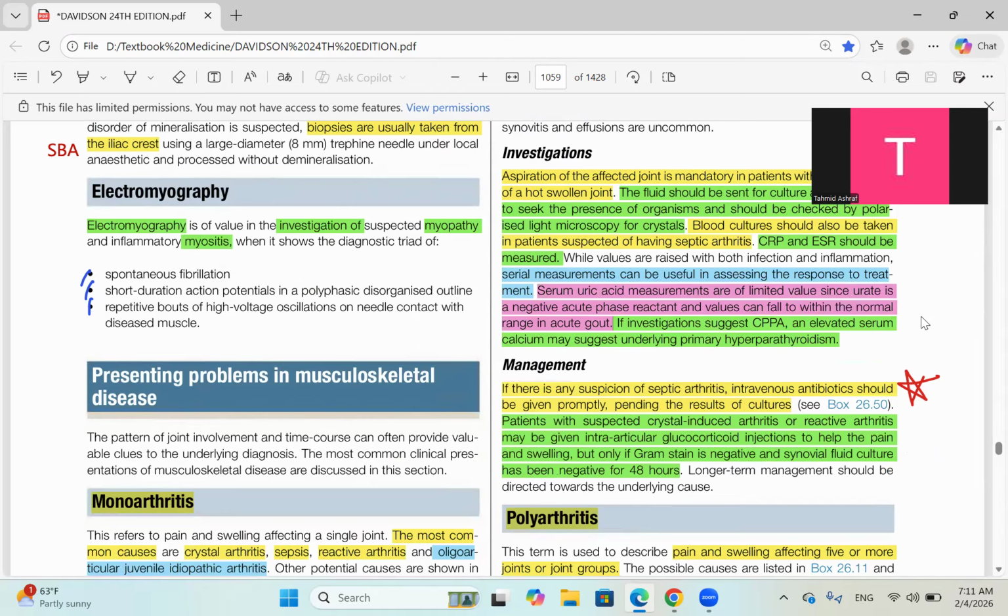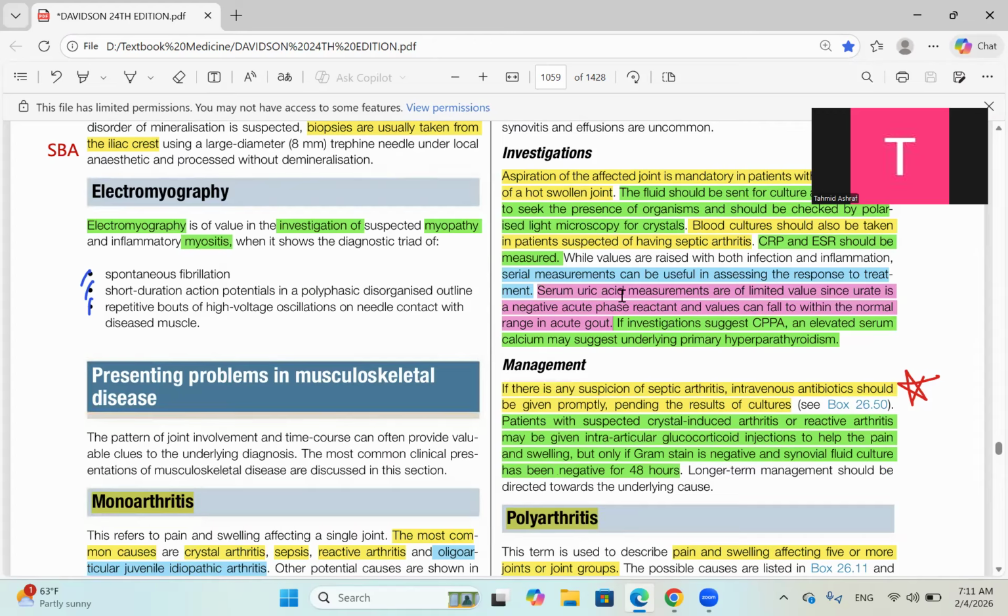Blood culture should also be taken in patients suspected of having septic arthritis. CRP and ESR should be measured. Serial measurements can be useful in assessing the response to treatment. Very important: we will measure CRP and ESR serially, initially also, and we will follow the progress of the disease with these two values. If the CRP and ESR levels are decreasing, that means we are having a good response to our treatment.